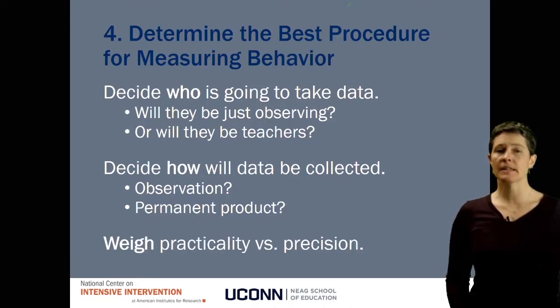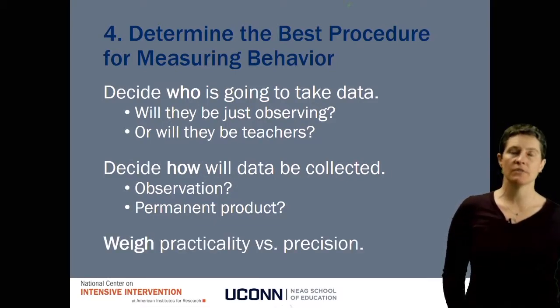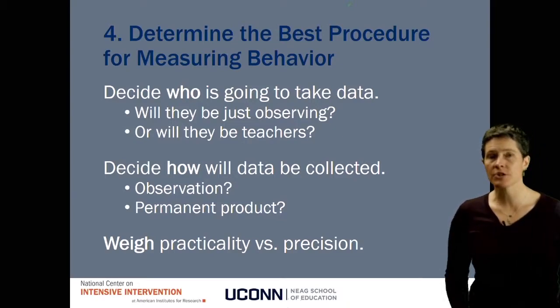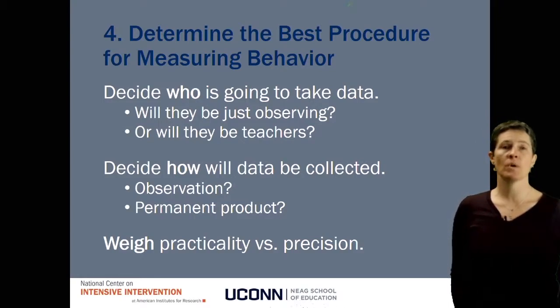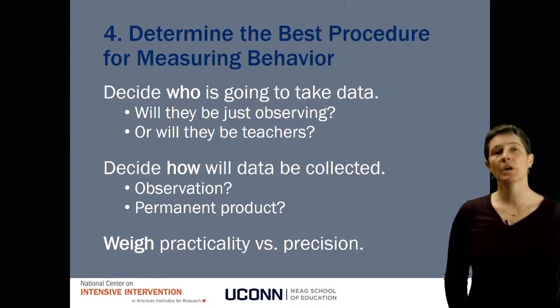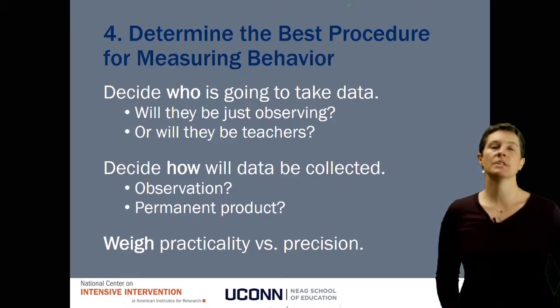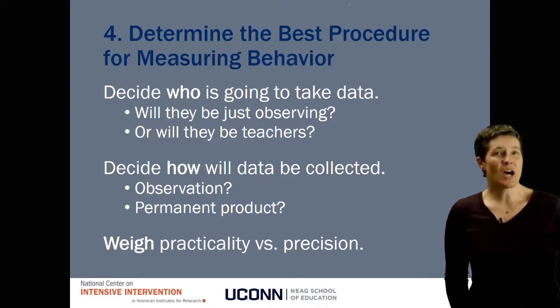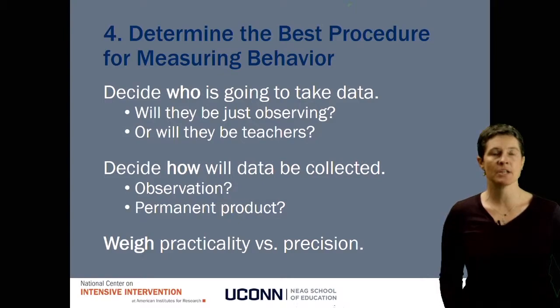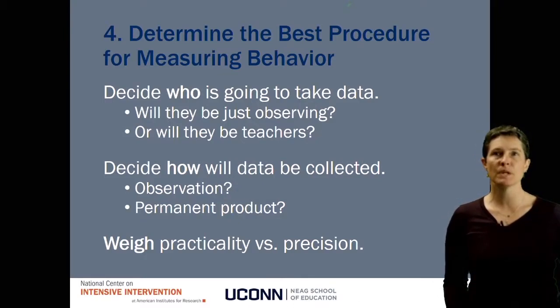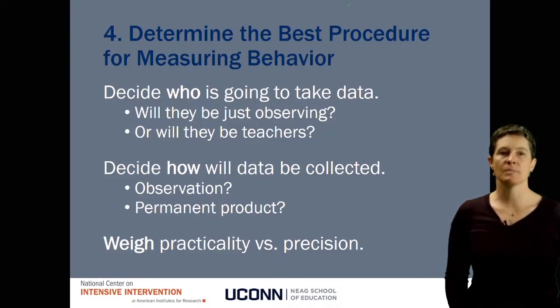And then finally, think about weighing practicality versus precision. If you're doing a research study, you need to have really precise data. However, if you're teaching and you just need to know whether things are getting better or worse in your classroom, you don't need that same level of precision. What you need is something practical. But if it's not precise enough to measure change, then it's not worth collecting in the first place. So we really have to weigh that practicality versus precision and make sure it's something that's both feasible and useful for decision making. We're going to keep these big picture questions in mind as we think about choosing a particular system of measurement.